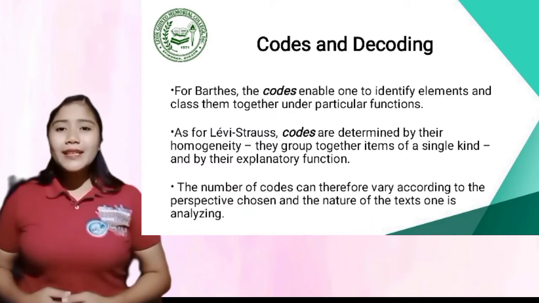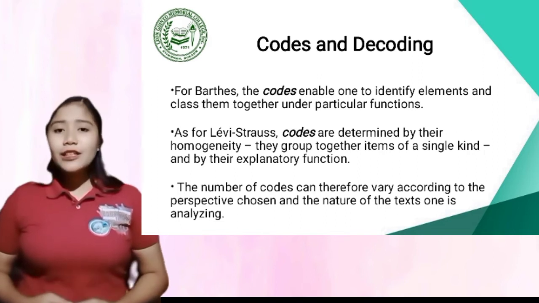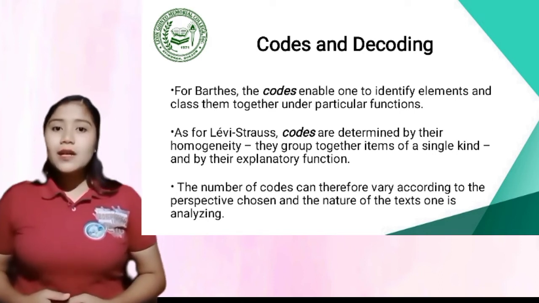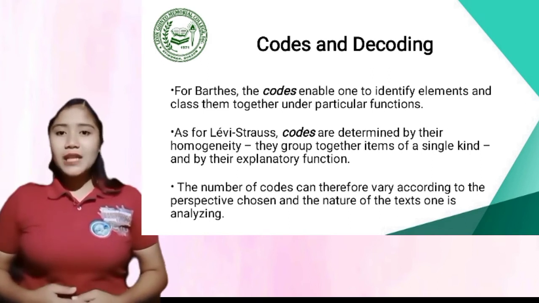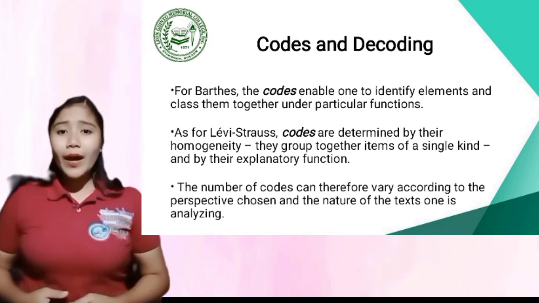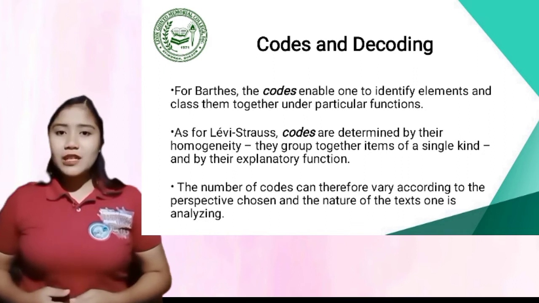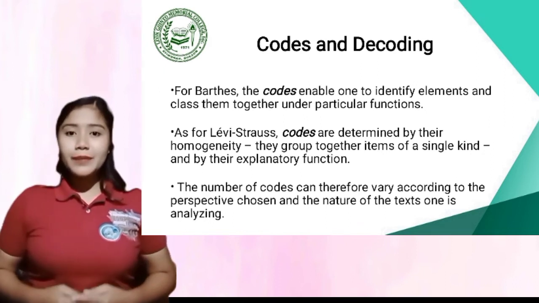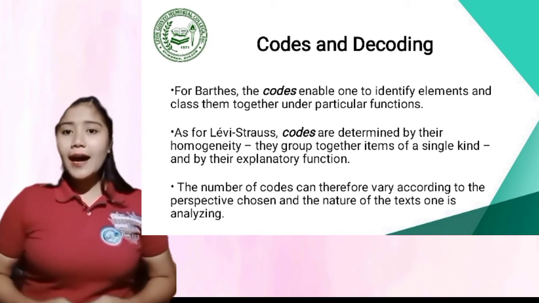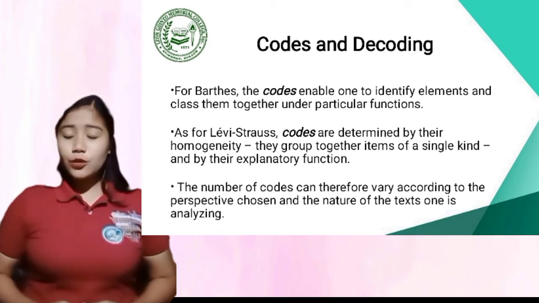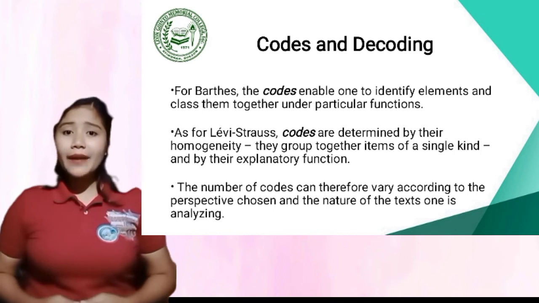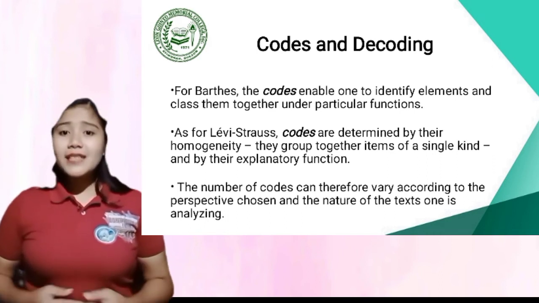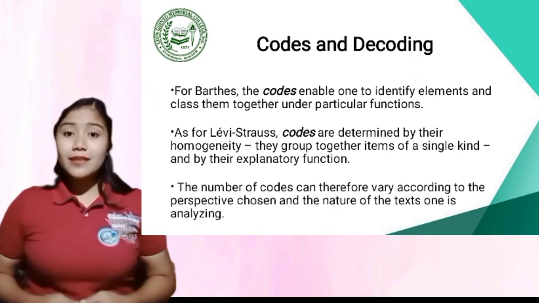For Barthes, the code enables one to identify elements and class them together under particular functions. Barthes distinguishes five codes which are applied in the reading of a text, each of which is a perspective of citation or general semantic model which enables one to pick out items as belonging to the functional space which the code designates. As for Levi-Strauss, codes are determined by their homogeneity. They group together items of a single kind and by their explanatory function. The number of codes can therefore vary according to the perspective chosen and the nature of the text one is analyzing. Barthes suggested that the meaning of the text could be described using the five codes.